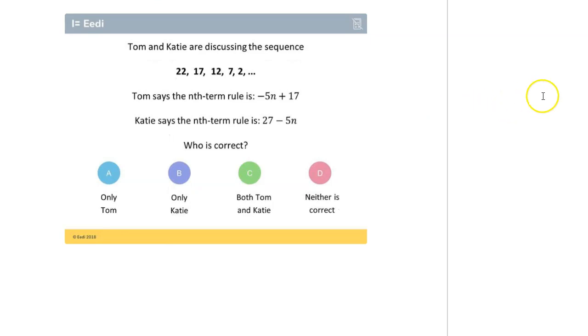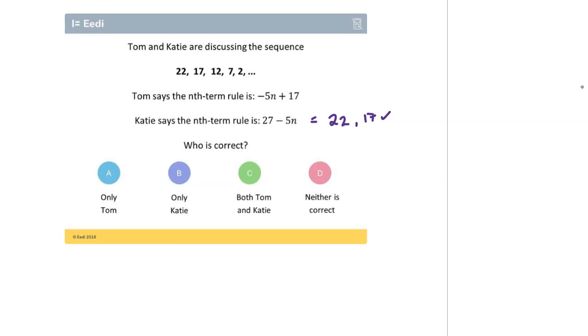Tom and Katie are discussing this sequence. Tom says the nth term rule is negative 5n plus 17. Katie says the nth term rule is 27 minus 5n. Who is correct? Well, if we just substitute in 1, let's have a look. 27 minus 5 times 1 would be 22. So that's giving me the first one correctly. And then I'm decreasing by 5 each time. If I looked at the second term, 27 minus 10 would be 17. Looks like Katie's got it sorted.